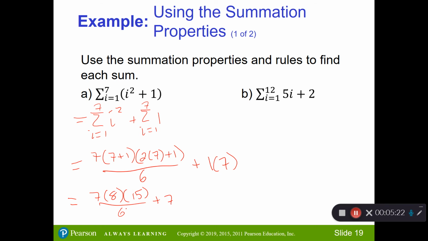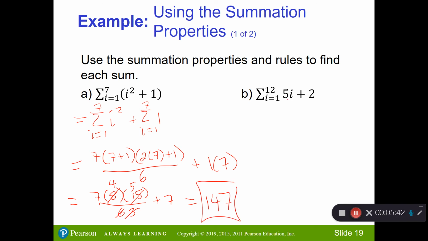Now, since this is a fraction, I could divide a 2 out of the 8 and leave a 4, and divide it out of here and leave a 3. I can also divide the 3 out of here and leave a 5, so it's gone from here, and there's a 1 in the bottom. So 20 times 7 would be 140 plus 7, so the total sum here is 147.